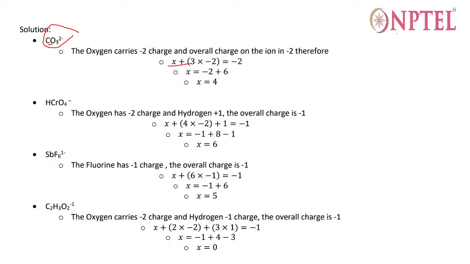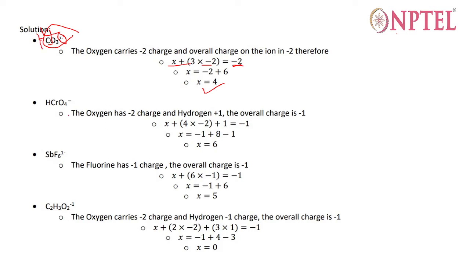Then oxygen has the oxidation state of -2. So I am writing 3 multiplied by -2, 3 number of oxygens are here. And this is the total overall charge of -2. So I am writing -2. So just calculate, you will find x equals 4. So the charge of carbon here is +4, right?